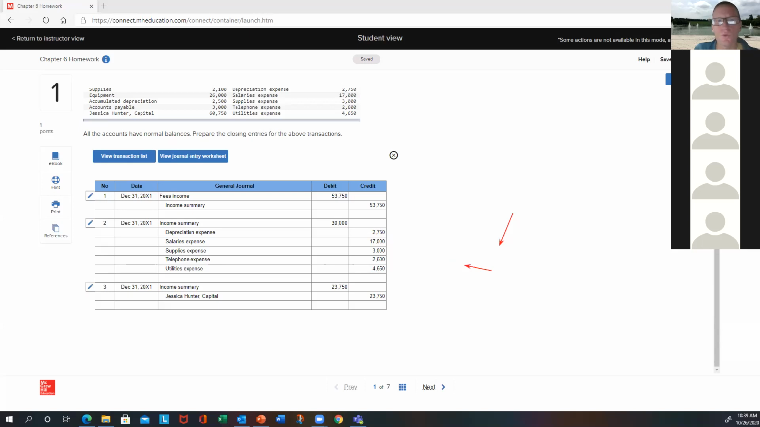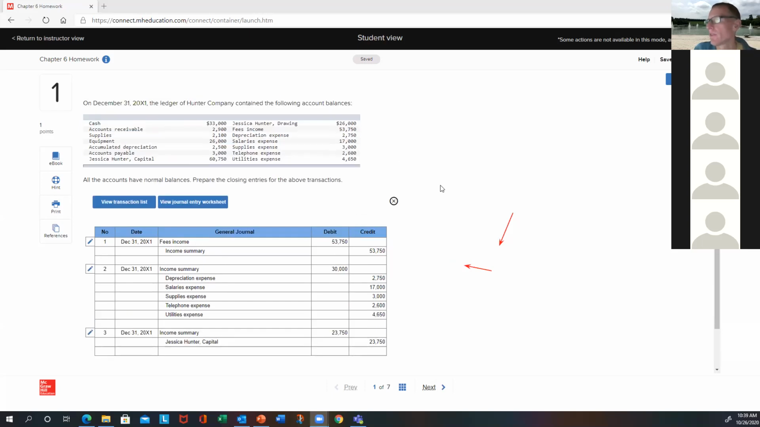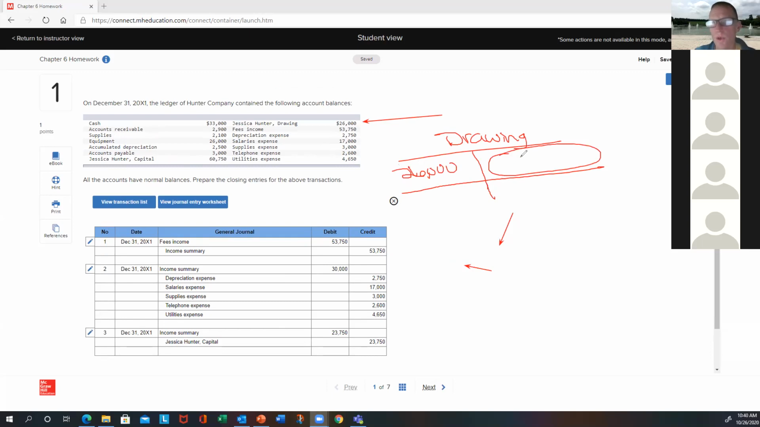Now, the last one is the drawing. Now, the drawing account right now looks like it's at $26,000. All right. So what they're saying here is if you, again, in your ledger, I'll draw this out, drawing my T account, if it has a debit balance of 26,000, we want to make this account go to 0. Our closing will be to credit the drawing for 26,000. Once we do that, it'll be at 0. So what we'll do is we'll credit drawing.